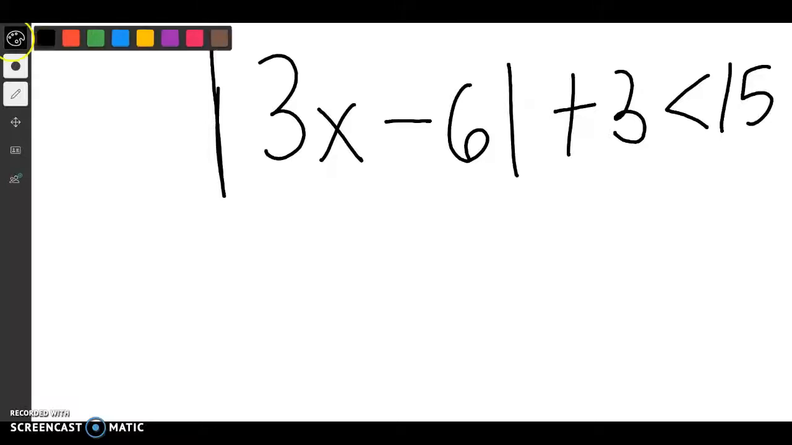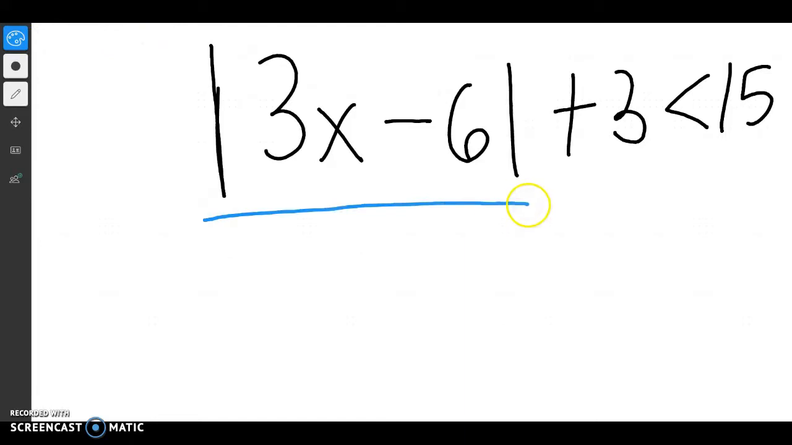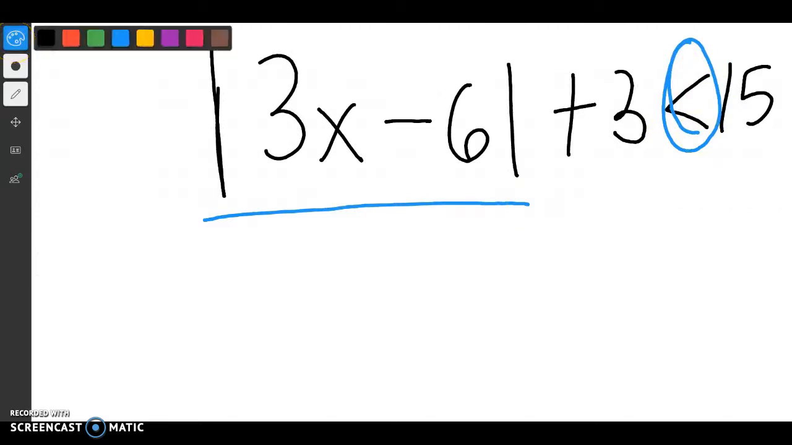Okay, so today we're going to learn how to solve an absolute value inequality. That's the big difference here. We have a less than sign today instead of an equal sign. So we're going to solve an absolute value inequality. And today, just like the last 2 days, you want the absolute value to be all by itself on this side. So we're going to try to get this all by itself.